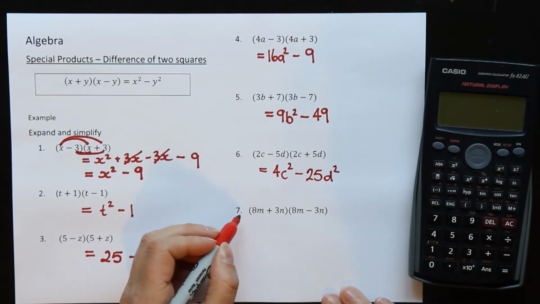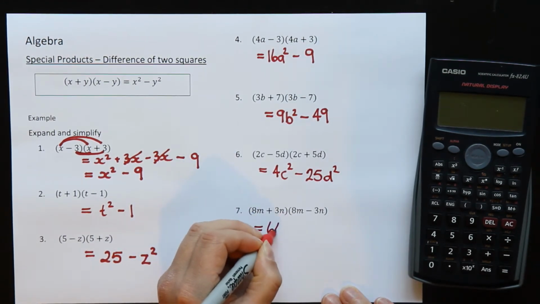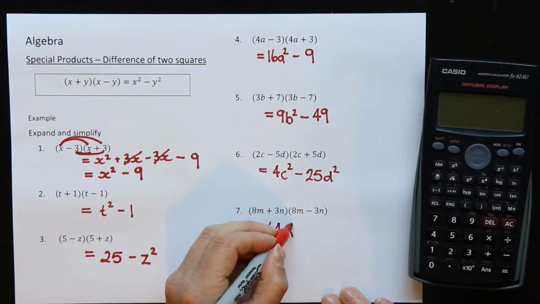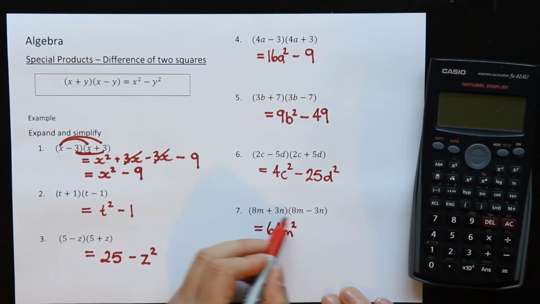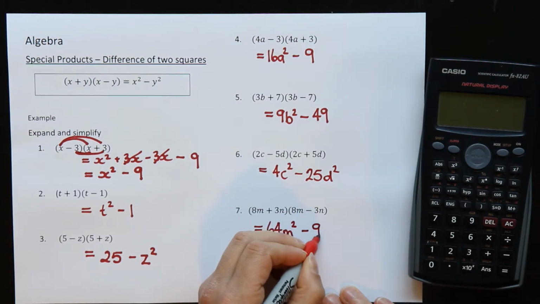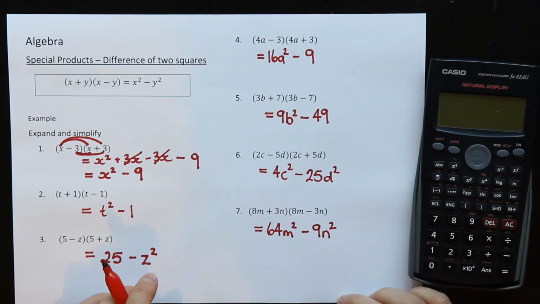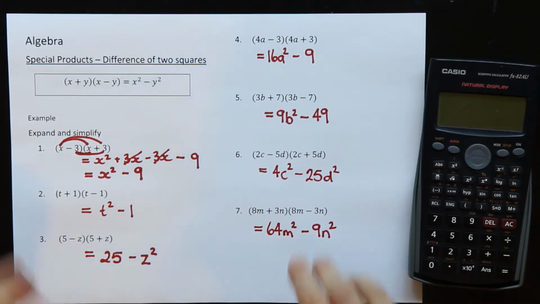And one more on this page, 8m times 8m is 64m squared. And then the last ones together, 3n times 3n is minus 9n squared. So that's what you call the difference of two squares. On the next page, it's time for you to have a practice.